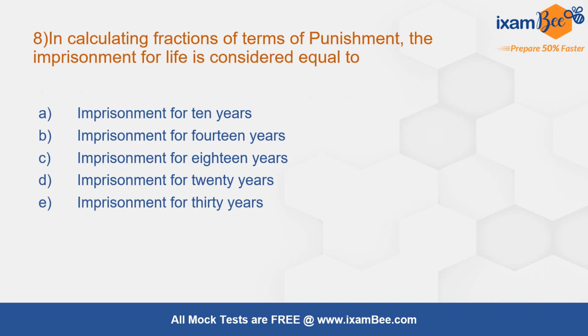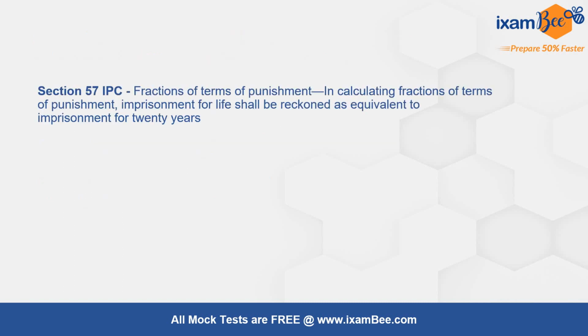The next question is: in calculating fractions of terms of punishment, imprisonment for life is considered equal to? The correct answer is 20 years. Imprisonment for life is considered equal to imprisonment for a period of 20 years. This is given under section number 57 of IPC.